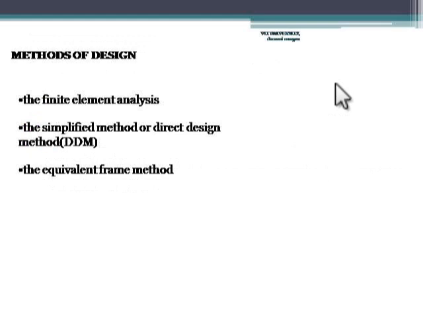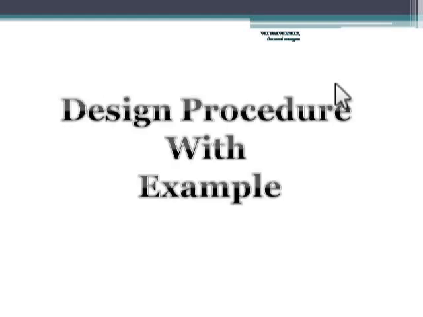In flat slab design we have three methods. The first one is finite element analysis, the second is the simplified method or direct design method, and the third one is the equivalent frame method. Now we are designing an example with the help of the direct design method.